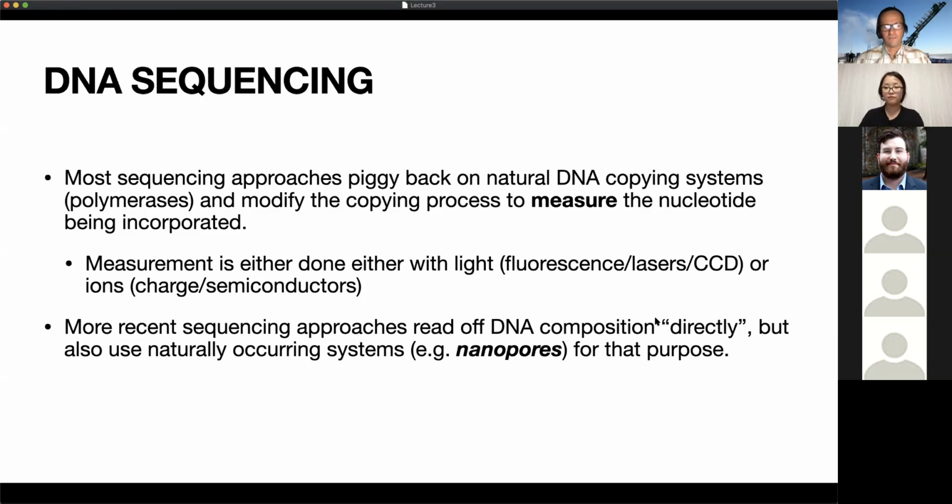So the third and fourth generation sequencing don't actually rely on copying. They do what's called direct sequencing. They try to read off DNA composition directly, but they also use naturally occurring systems, for example, nanopores, for that purpose.